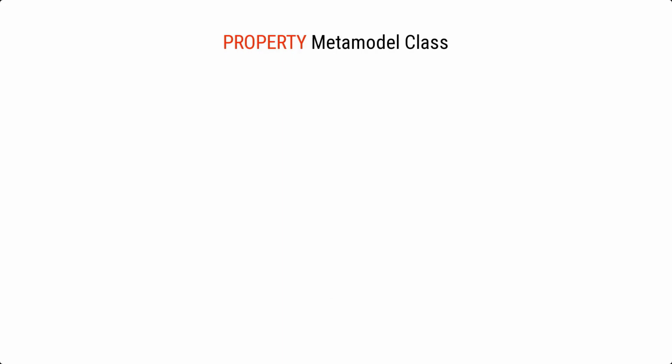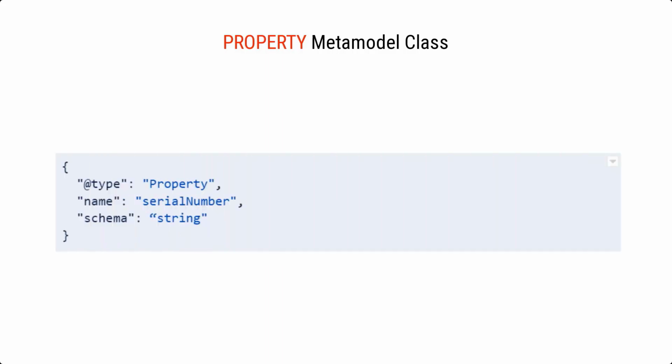The property class enables you to represent elements that don't change frequently or don't change at all. Here is how you would use JSON-LD to define a serial number property element for the filling machine. @type is used to identify the kind of information being described, in this case, a property element. Name is the user-defined name of the element, and schema is the data type of the element.